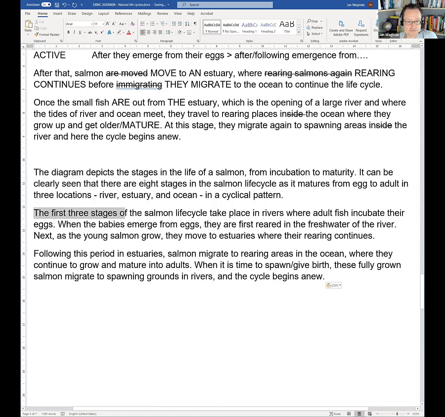The first 3 stages of the salmon life cycle take place in rivers where adult fish incubate their eggs. When the babies emerge from eggs, they are first reared in the fresh water of the river. Next, as the young salmon grow, they move to estuaries where their rearing continues. Following this period in estuaries, salmon migrate to rearing areas in the ocean, where they continue to grow and mature into adults. When it's time to spawn, or you could say give birth, these fully grown salmon migrate to spawning grounds in rivers, and the cycle begins anew. So there we've got spawning grounds.